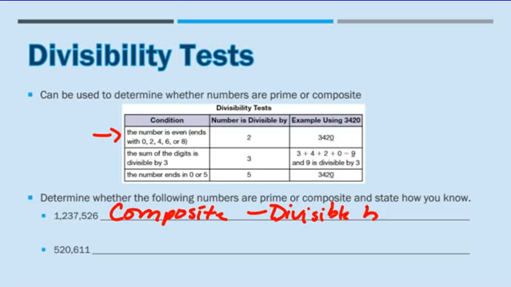It's divisible by 2. And we can check to see if it's divisible by 3, because if we add up all the digits and that's divisible by 3, then the number would also be divisible by 3. So 1 plus 2 is 3, 3 plus 3 is 6, 6 plus 7 is 13, 13 plus 5 is 18, plus 2 is 20, plus 6 is 26. 26 is not divisible by 3, but it is divisible by 2, so it's still composite.